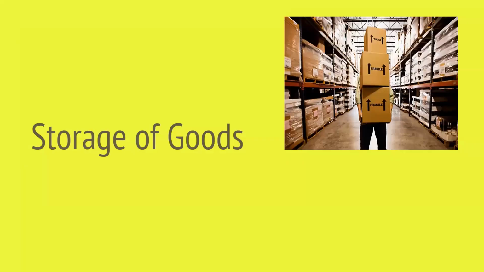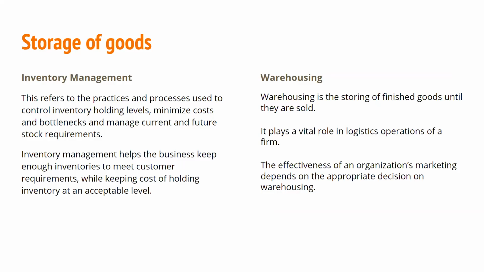Storage of goods. We said this was another important component for logistics. All right, what it involves. So it involves inventory management. Basically, this is your practice or the process where you're trying to manage your inventory levels for different reasons. The obvious one is bottlenecks. Bottlenecks refer to a situation where items become out of stock and it's in demand and you don't have it.